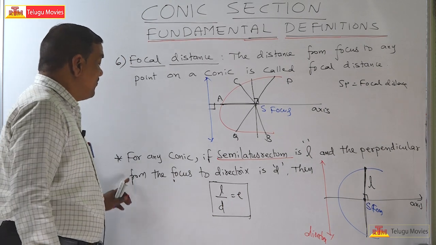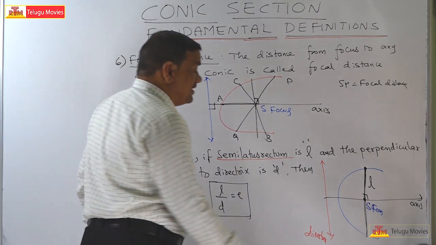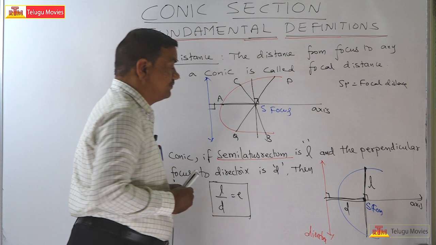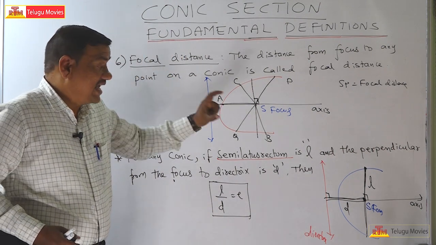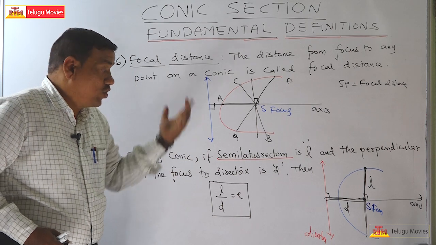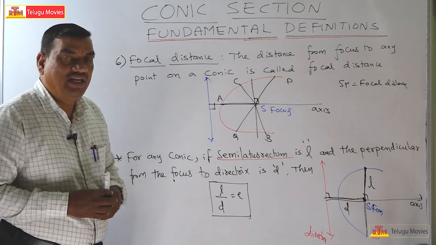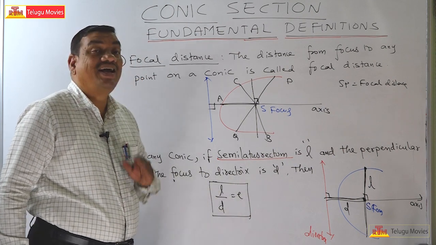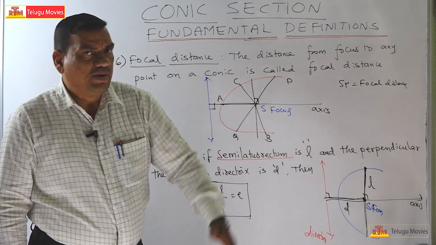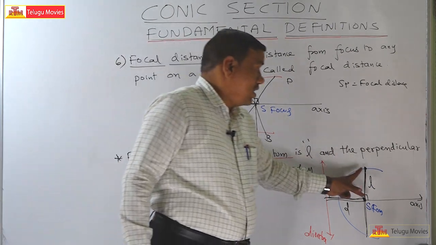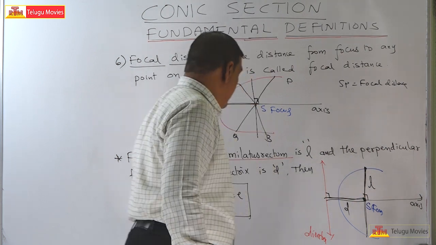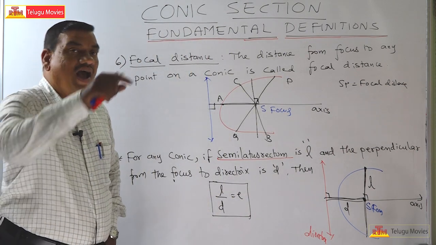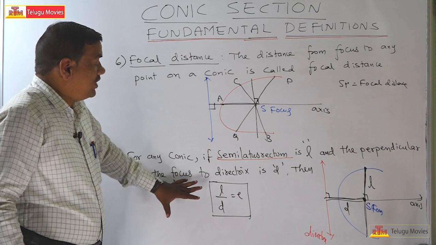And the perpendicular from the focus to the directrix is D. That means from the focus to this directrix, this length is equal to D. The semi-latus rectum length is L and the perpendicular distance from the focus to the directrix is D. Then the ratio L upon D gives the eccentricity of the conic. Already we explained what eccentricity is. That means half of the latus rectum divided by the distance between the focus and the directrix always gives the eccentricity of that conic. I hope you understand this point.